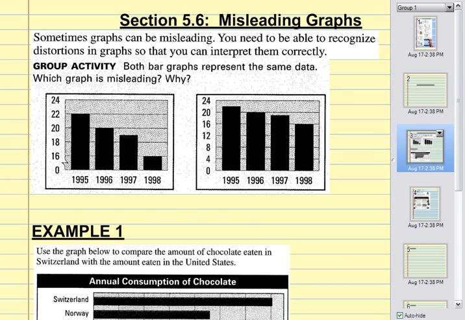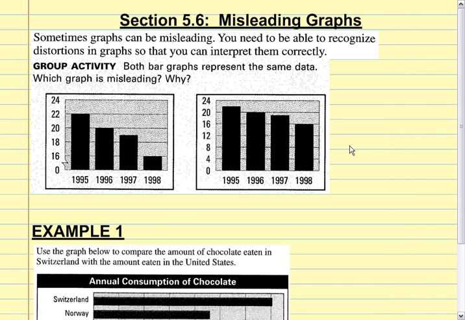Okay, folks, section 5.6, misleading graphs. Now, you know that we've been doing graphs. We've been looking at graphs. We've been looking at ways of representing data, and we've been analyzing that data. Now, today we want to talk about some things that might be misleading about graphs.